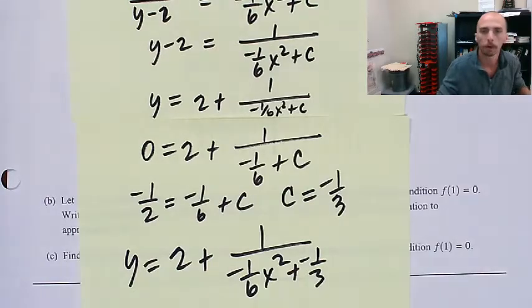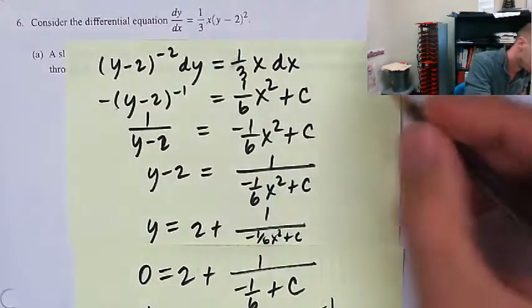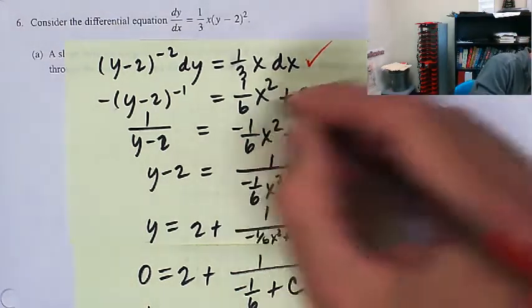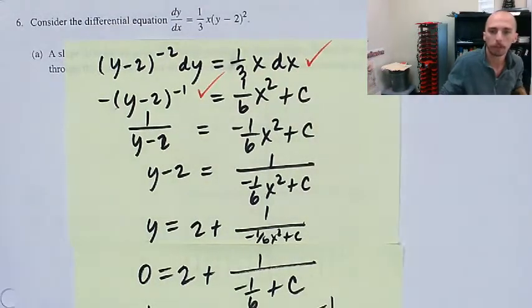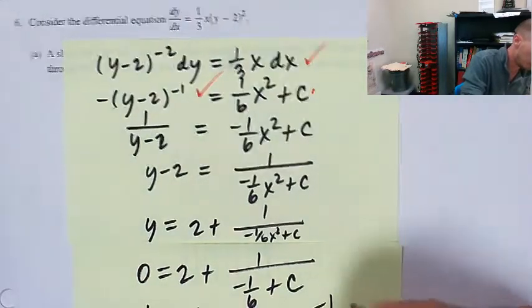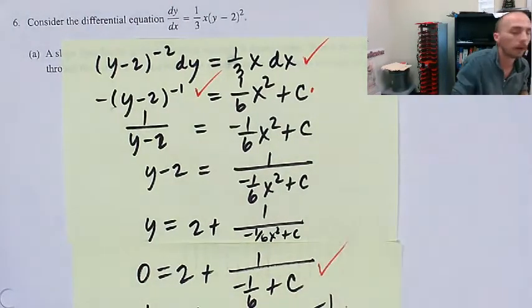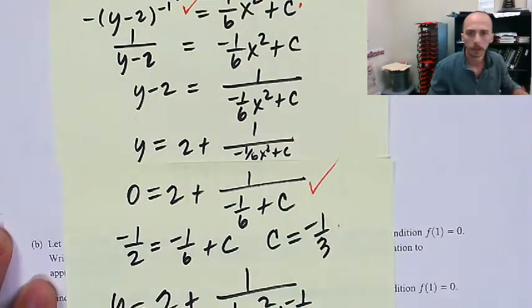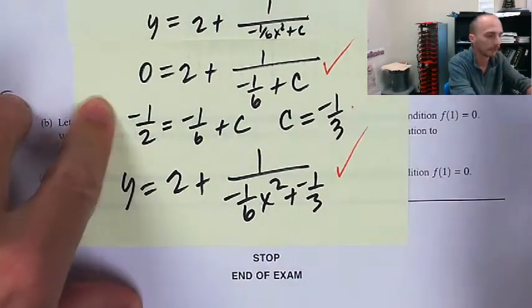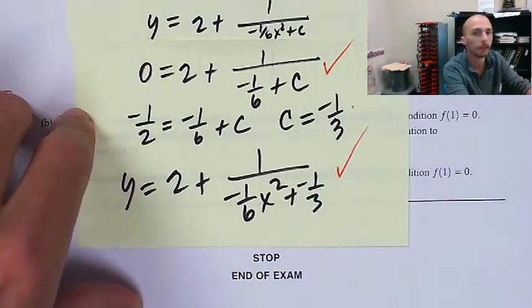It's number 6. First point, separation of variables. Boom, got it there. Second point and third point are antiderivatives. So that's negative 1 over y minus 2 and 1/6 of x squared. There's the second point. The third point is the constant of integration, and it uses the initial condition. That's here. The last point is solves for y and has the correct solution. That's that.